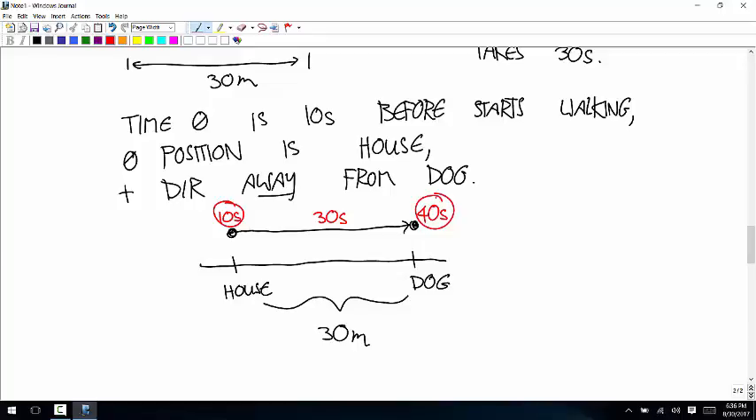So now we've labeled the times at those two instants. Now we just have to label the positions. 0 is the house. So this is 0. The positive direction is away from the dog, so this is positive. That means the dog is 30 meters in the negative direction. So what's the label for the dog? Negative 30. Yep. Negative 30 meters.